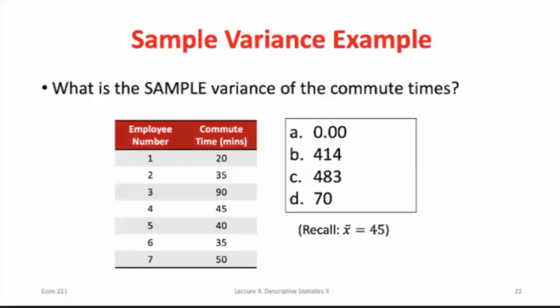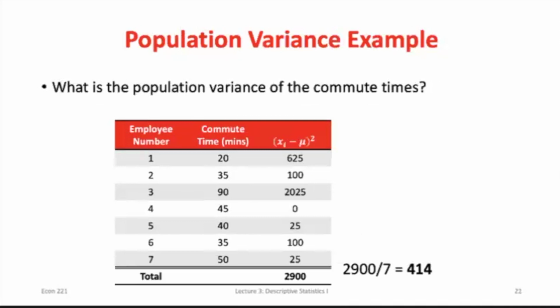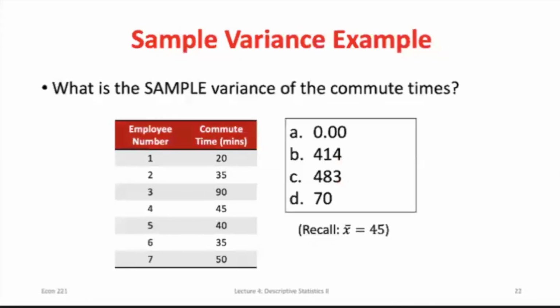If instead I said, well, actually, I don't have population data, this commuting time data set, I found out this is only some of the employees. It's just sample data. Well, before, when I calculated this population variance, I found 414. I didn't even have to do this calculation. If I was given these 4 possible answers, I know what the sample variance would be, because I'd use the exact same process.